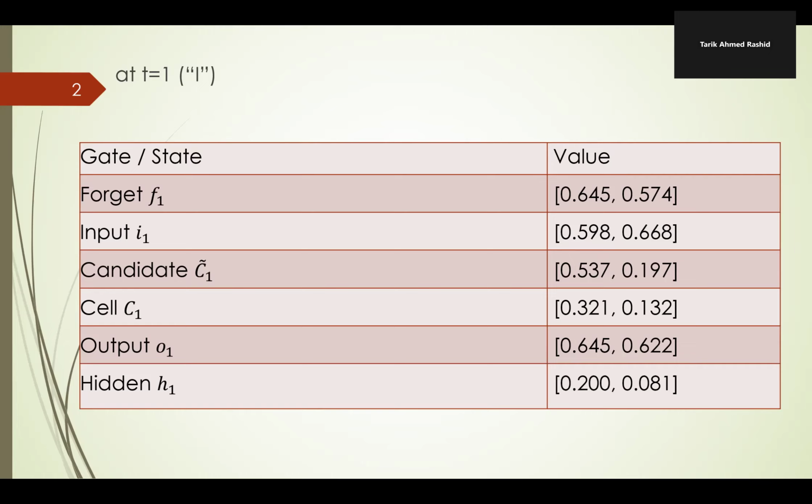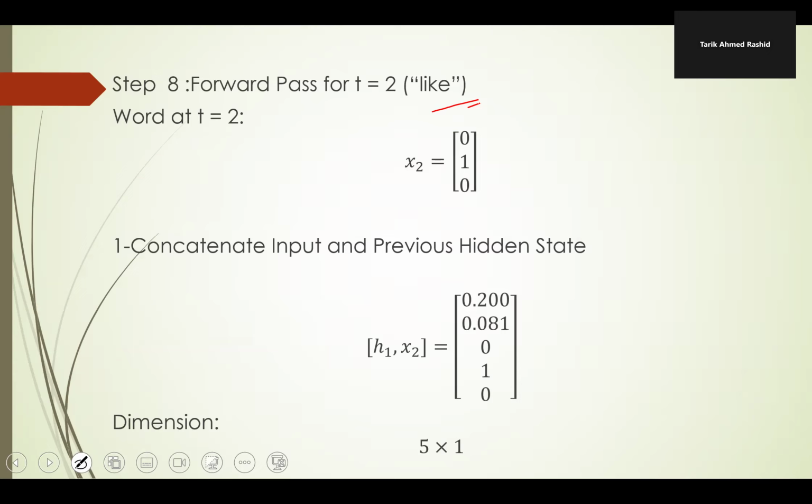Let's do the word "like." We process "like" at time t equals 2. At time t1, we had "I" in the earlier video, Part 2. "I like Rojava." So we did "I," and now we are doing "like."